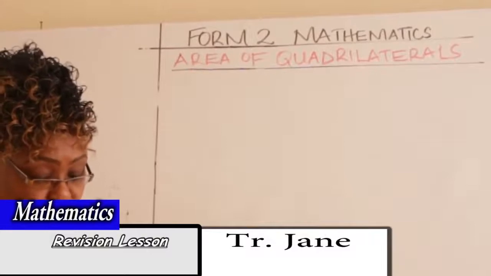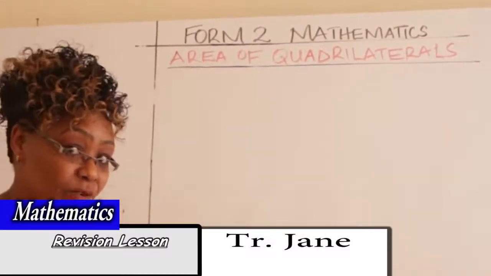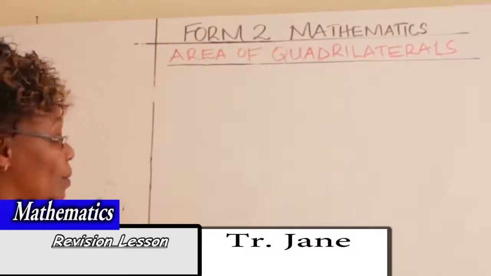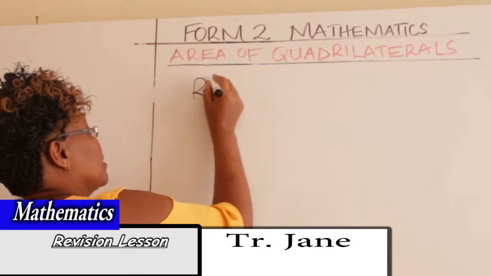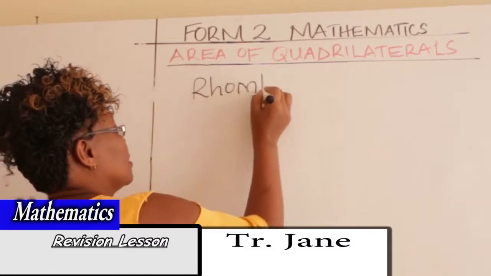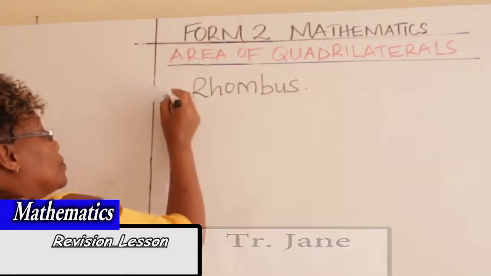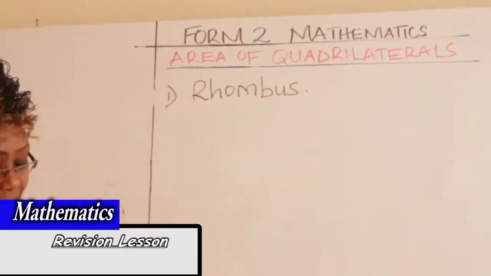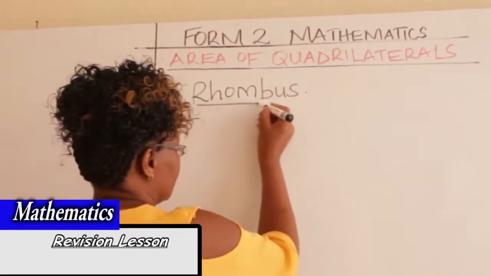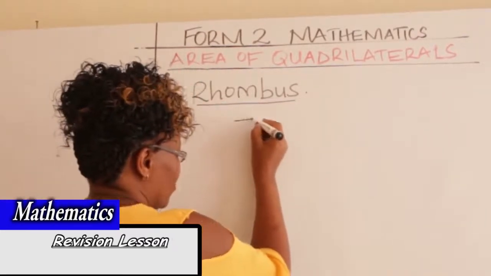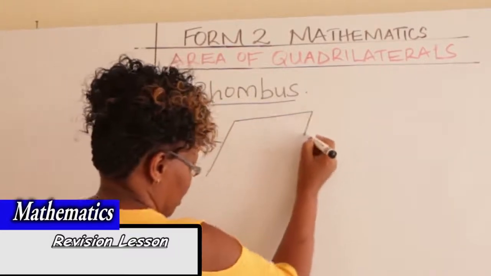Let us continue with finding area of more quadrilaterals. We are going to look at area of a rhombus. How does a rhombus look like? You can sketch it here.